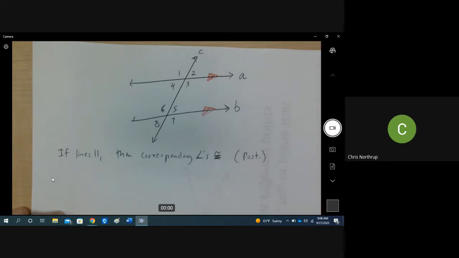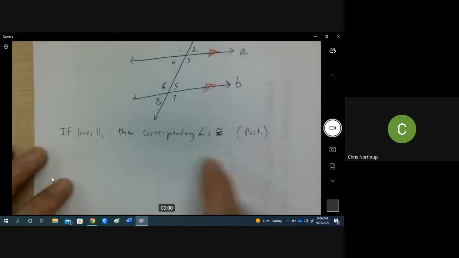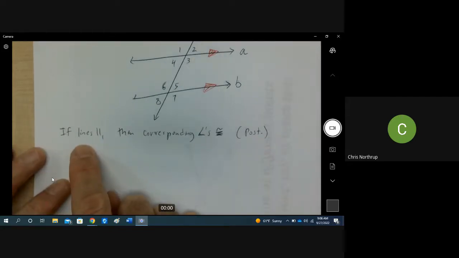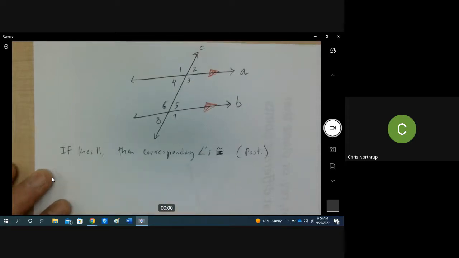Now we have 3 following theorems, and those theorems are only true based on this one postulate, meaning we use this postulate to prove them, which we will prove together in class. So they have the same hypothesis. We always need to have parallel lines. So you're not going to use these theorems or this one postulate if you do not have parallel lines.